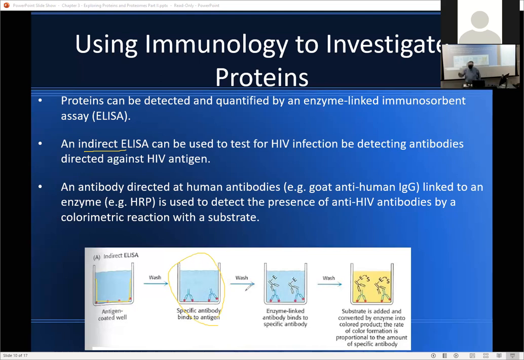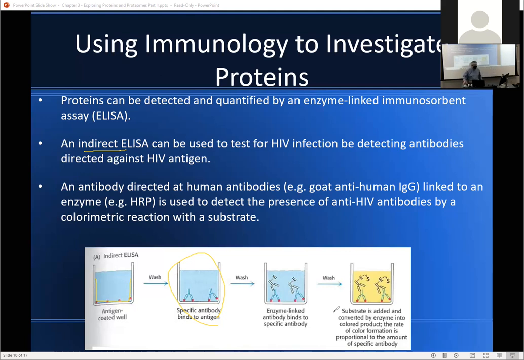Okay? If it contains antibodies that recognize HIV, like in my first example, or say they recognize coronavirus proteins, like in my second example, they're going to stick to them. However, we can't visualize this yet. In order to visualize this, we need a secondary antibody. This is where the indirect part comes in.